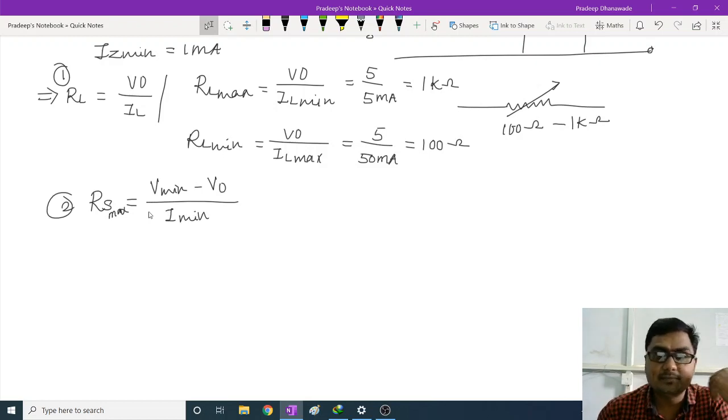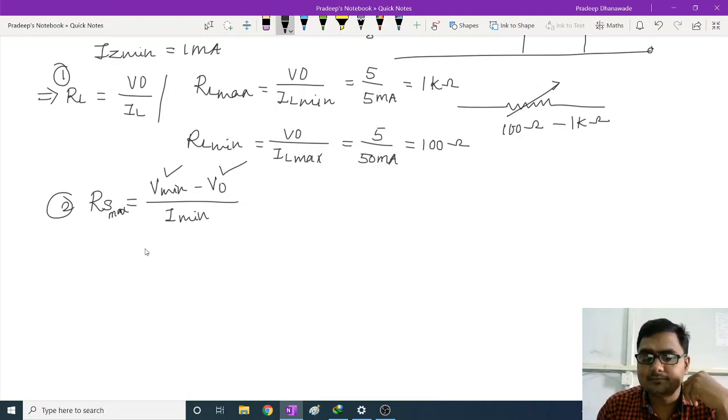Now V minimum, that is the minimum input voltage, is given. It is 8 to 12, which means 8 volt. So this is done. Output voltage is given as 5 volt. This is there with us. Then I minimum, the minimum value of current flowing through the resistor RS, is not specified at all. It means this we have to find. Now, how to find this?